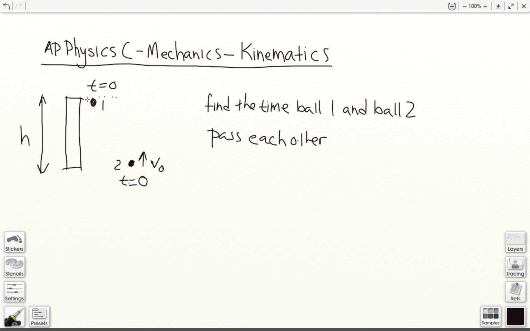So this one's being dropped and this one's being launched upward, and basically there's going to be some unknown time when these two balls will pass each other, and we need to find this time. So this time will be equal to something, and this expression will be in symbols. So pause this video and try to use your kinematics equations to find this time.